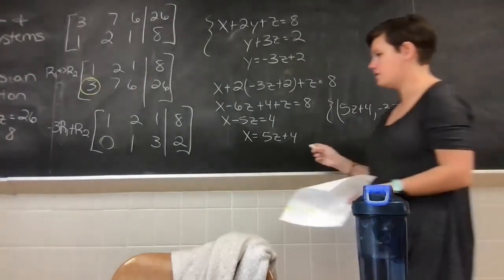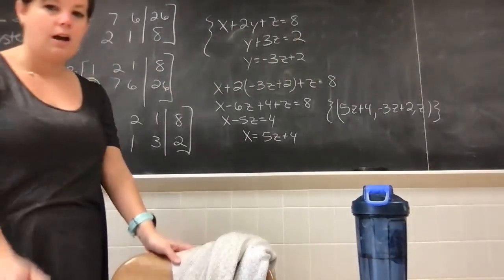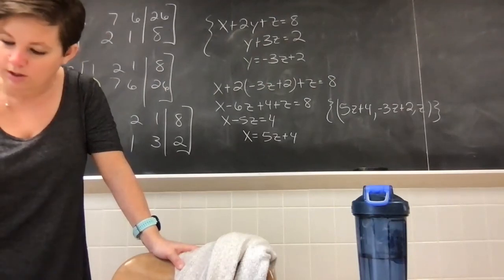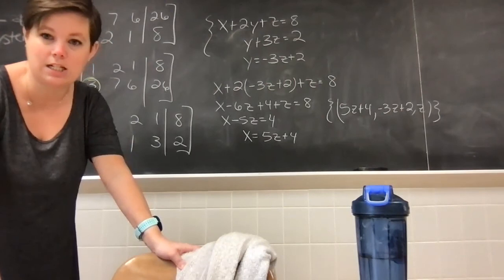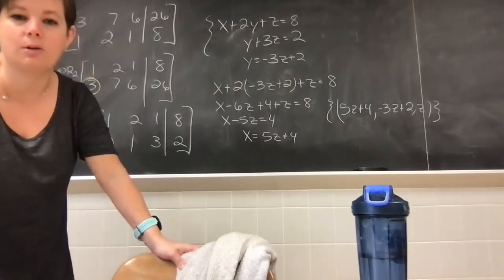So that is dependent and inconsistent systems. Again, I'm going to do another video with, I think, two extra problems. So one more example each of an inconsistent and a dependent system. So if you want to watch that next video, it'll be up shortly.